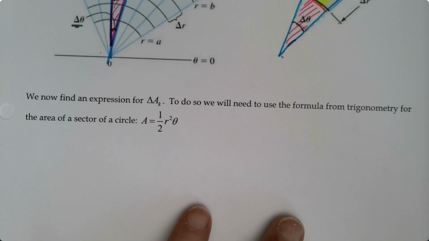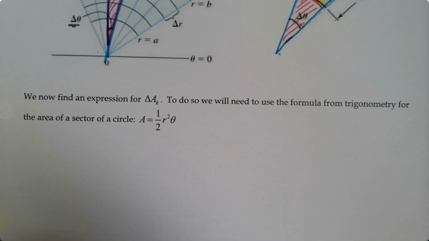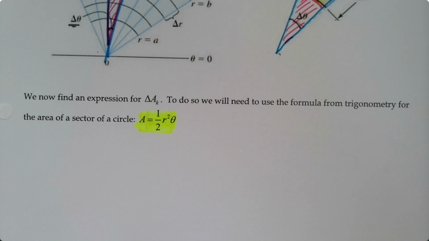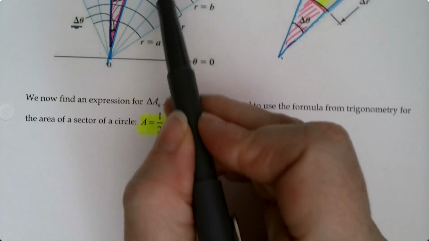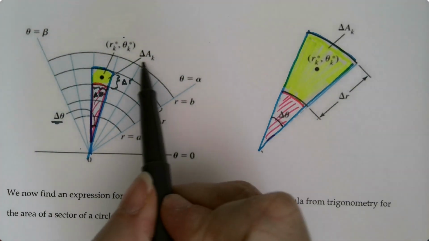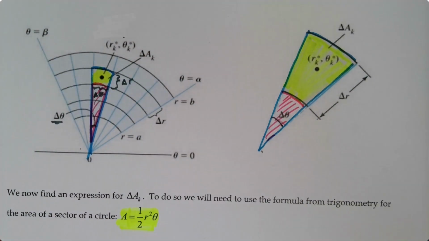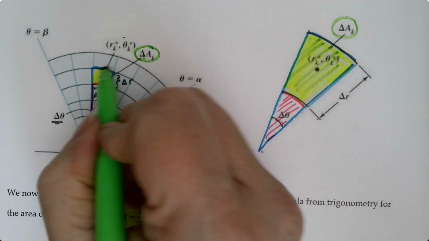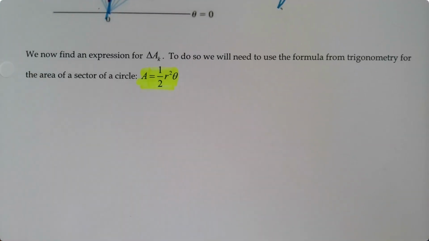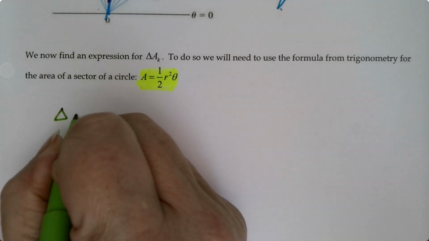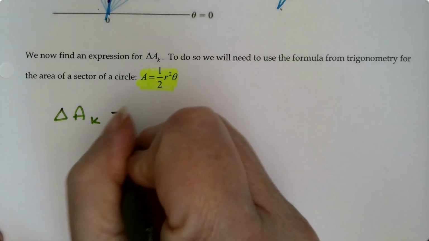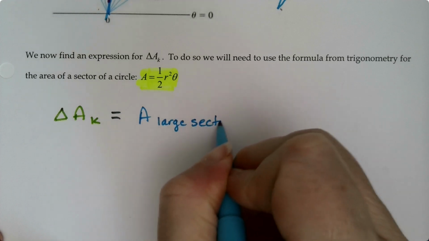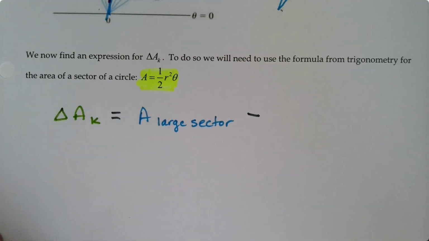The area of a sector of a circle is a formula that we know from geometry class, right? It's right here. There's the area of a sector. So what we're going to do is find this little area. We'll call it change in area K, which I just realized I want to highlight. I'm going to color it green. That's the change in area K right there. Okay, so let's find that. So the change in area K would be equal to the area of the large sector, which I've shaded in blue, minus the area of the smaller sector.